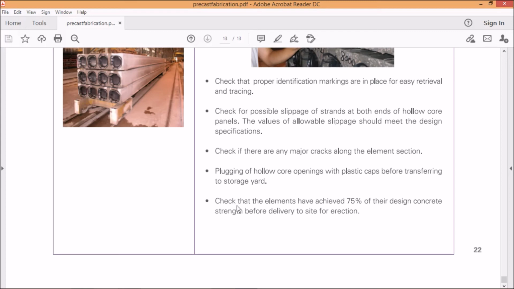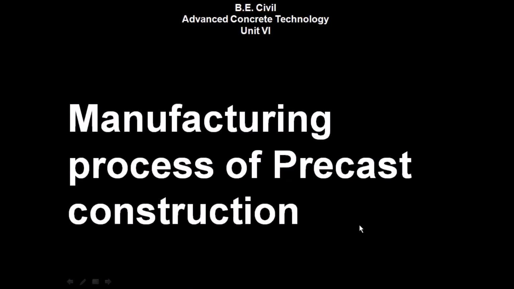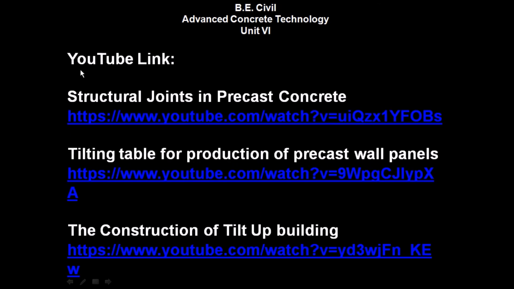Next good practice is check that the elements have achieved 75% of their design concrete strength before delivery to the site for erection. So we have seen the manufacturing process of precast construction. We will see now the YouTube links which are available on YouTube.